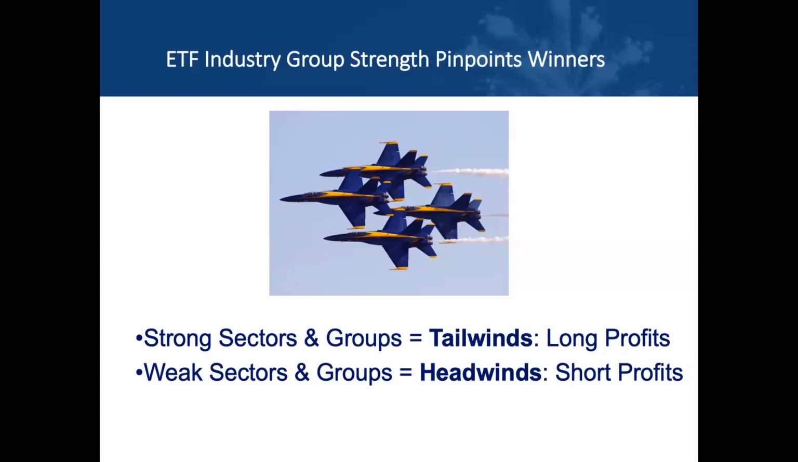If you're trading on the long side in stocks in strong sectors and strong industry groups, and we have two different ways to measure strength, you've got a tailwind, and your long profits are going to build up much faster. On the other hand, if you're trading to the downside, you want to be shorting weak stocks in weak industry groups by using vertical put spreads.